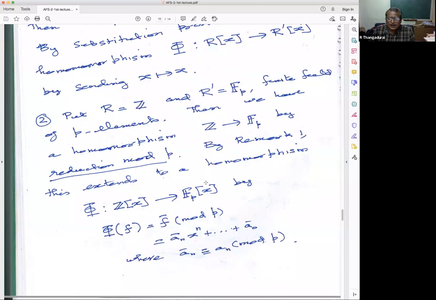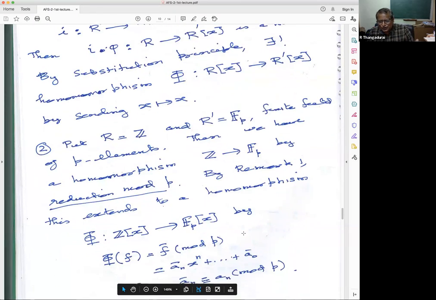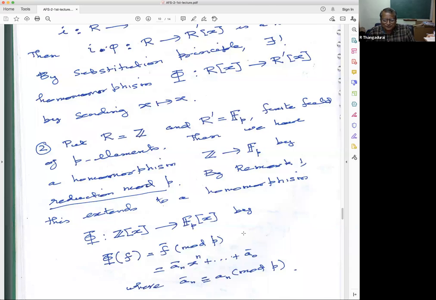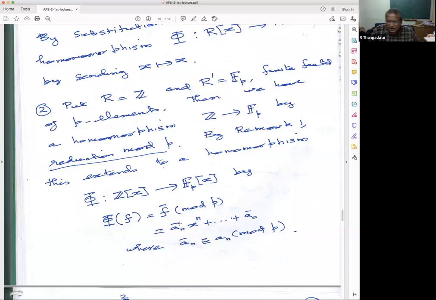Reduction mod P. So by remark one, once I have a ring homomorphism between two rings, I can extend this to a homomorphism of the polynomial rings. So Z to FP I have, therefore I will get a homomorphism from ZX to FPX. What does this homomorphism do? The coefficients are reduced modulo P. This is coming from the substitution principle. You take a polynomial with integer coefficients and you reduce the coefficients modulo P. This action is a kind of homomorphism. So when we take capital R to be Z and capital R prime to be FP, we can get a reduction mod P this way.